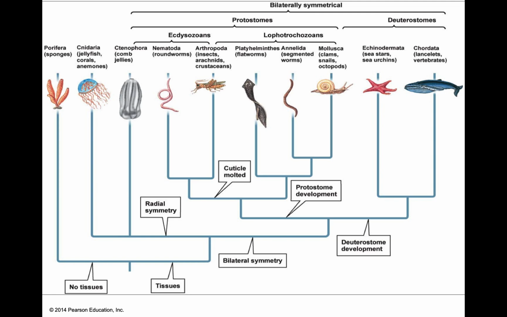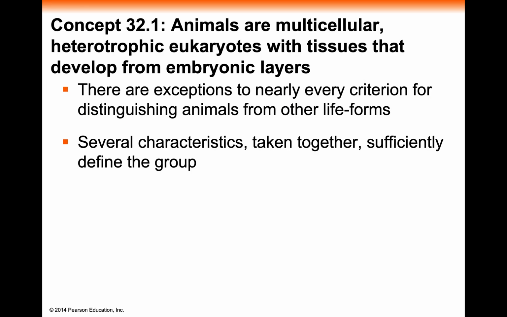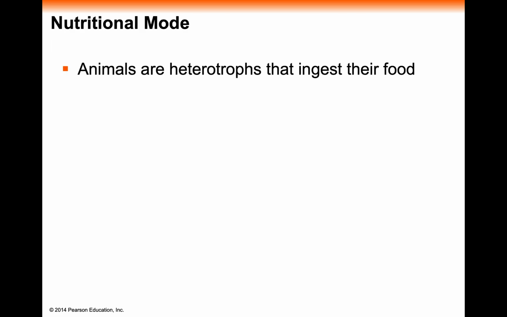Okay, so when we look at the sponge, you've got to remember that the sponge is considered an animal by at least most scientists. There's some debate about it. And so a major issue is that there are exceptions to nearly every single criteria for distinguishing animals from other life forms. So there's a lot of exceptions, a lot of flexibility that needs to be here. However, if we take all these characteristics together sufficiently, that defines a group. In other words, it's going to have most of these things in the group of animals.